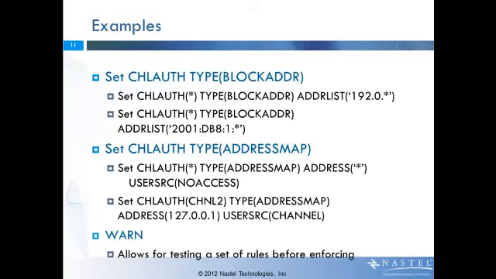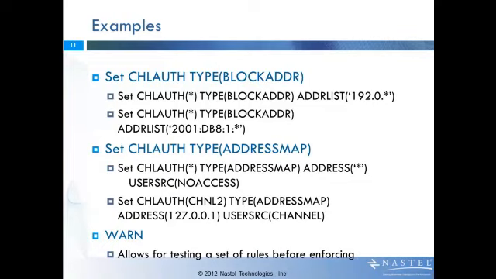So the first example here at the top are a couple of examples of using block addr, which again is blocking addresses from being able to connect at all to the queue manager. And these can be either IPv4 or IPv6 addresses, generic specifications that basically say these are IP ranges that cannot use or connect to this queue manager, so we're blocking them. The bottom examples are now using the type address map, where we're actually now using addresses to allow access to the channels.